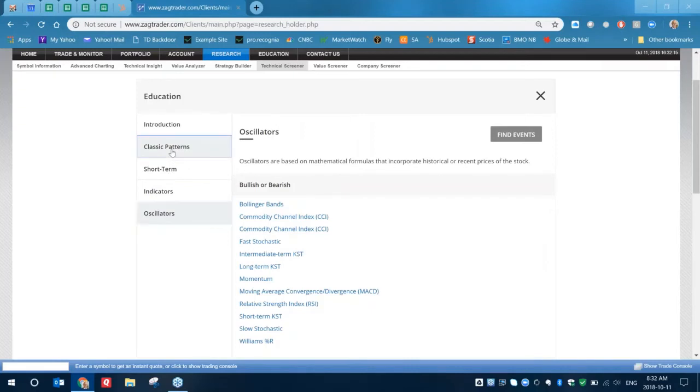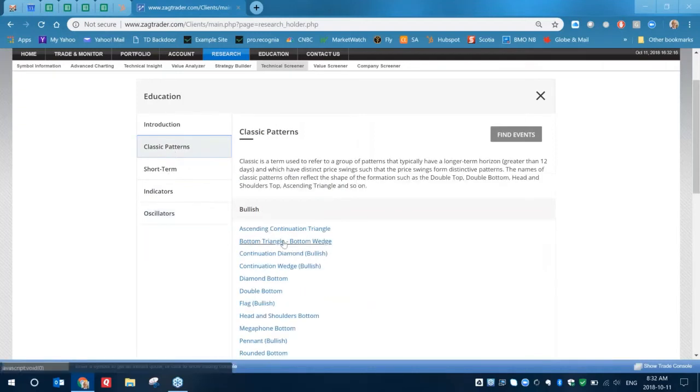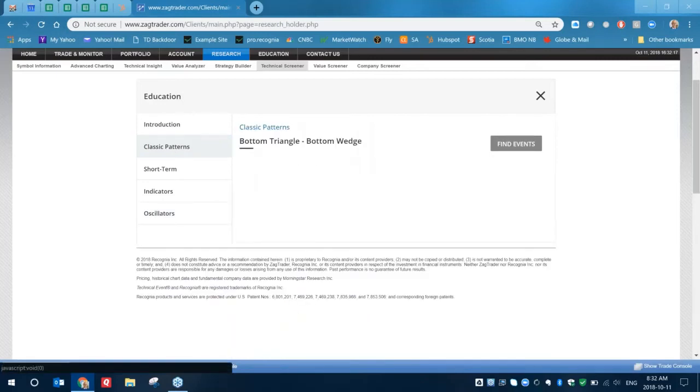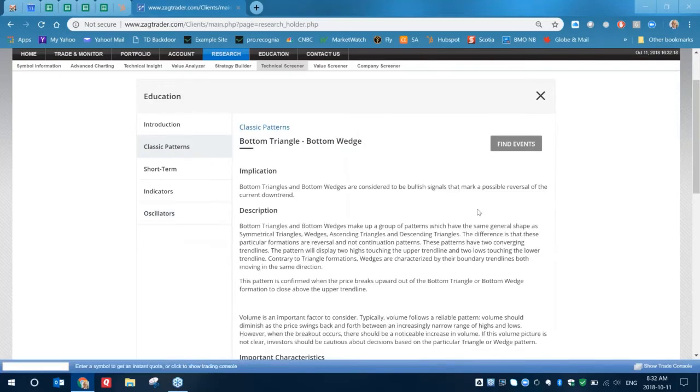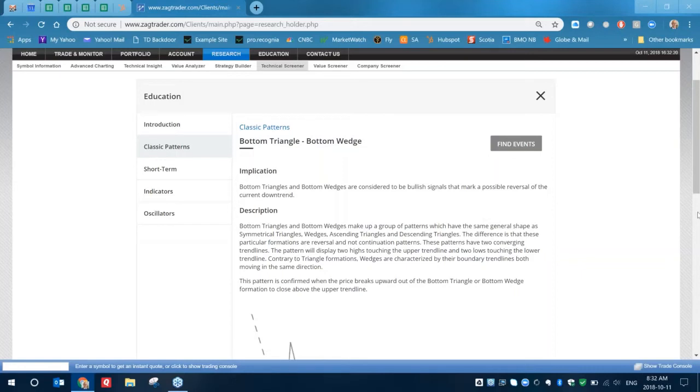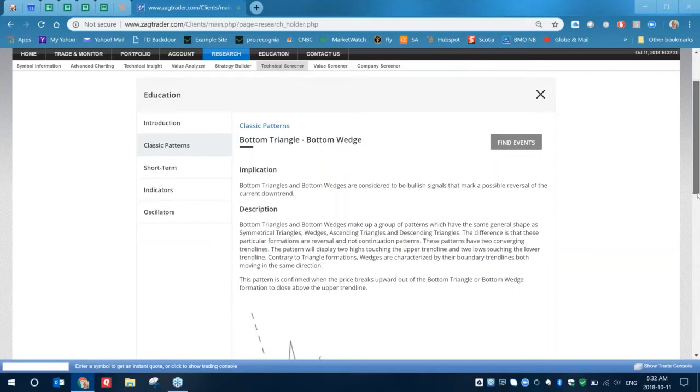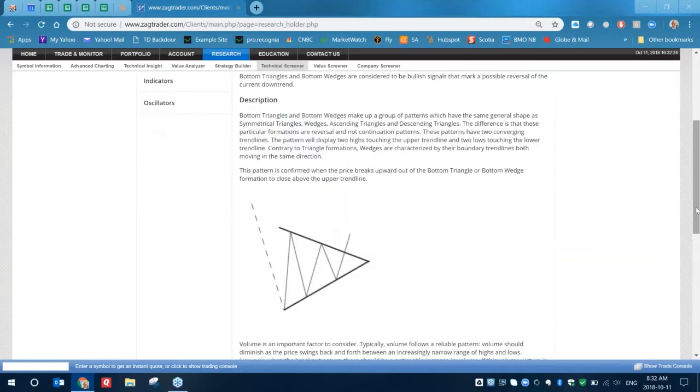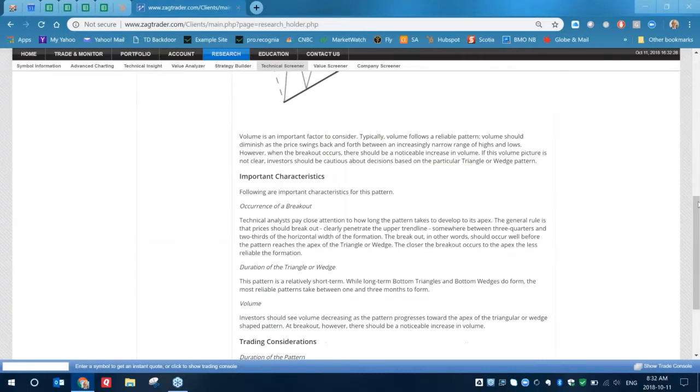So if I wanted to learn more about, for example, a bottom triangle, I can just click on bottom triangle, and here you'll see, we'll give you a description, we'll show you what it looks like. We can tell you a little bit about the important characteristics of a bottom triangle, how you would trade this particular pattern, and so on. So lots of built-in education that you can leverage to become a better technical trader.